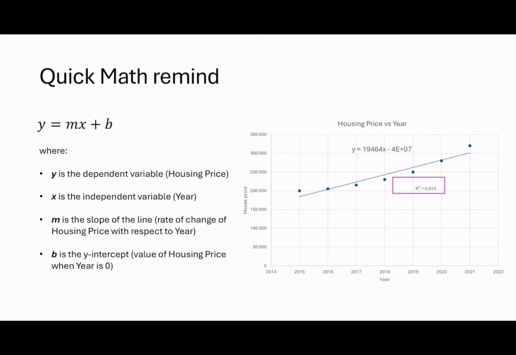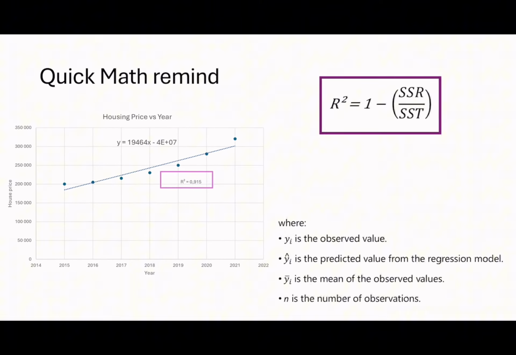Now, how do we measure how well our regression model fits the data? That's where R-squared comes in. The R-squared formula is 1 minus SSR, the sum of squared residuals, the total error in prediction, divided by SST, the total sum of squares, the total variation in the data. R-squared tells us how much of the variation in housing prices is explained by our regression model.